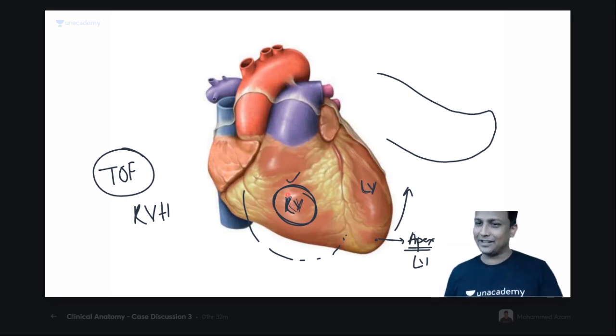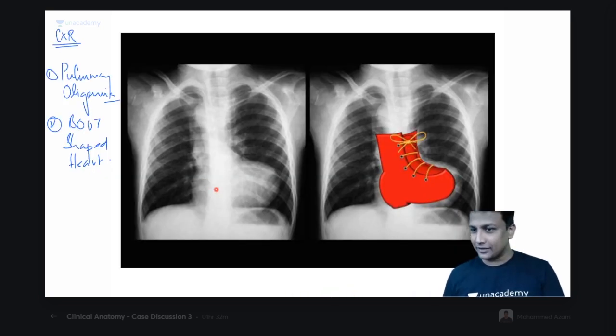And that is giving the appearance of a boot-shaped heart. Boot-shaped heart, guys. That is giving the appearance because of that upturned apex. I hope you're able to appreciate it here right now. This is the upturned apex of the heart there, guys. And instead of giving you the word boot-shaped heart, they will actually torture you in the exam with another word. And that will be coeur en sabot.